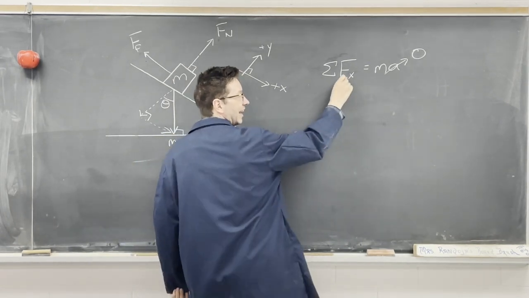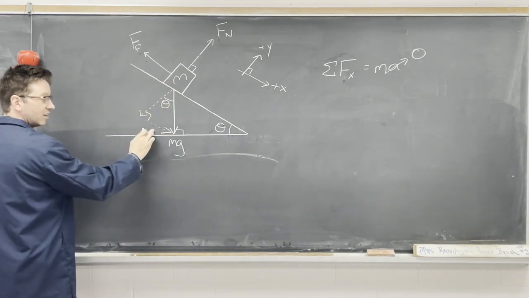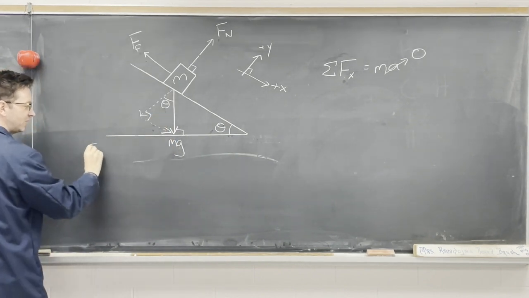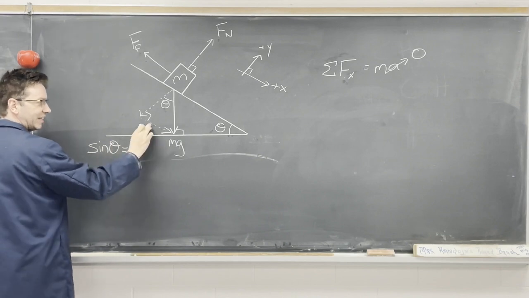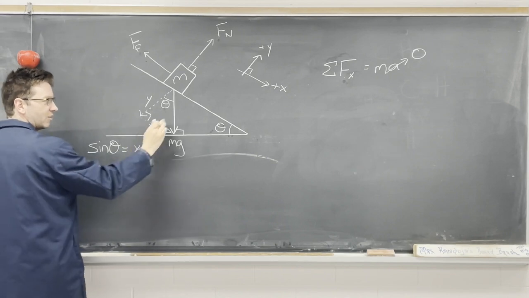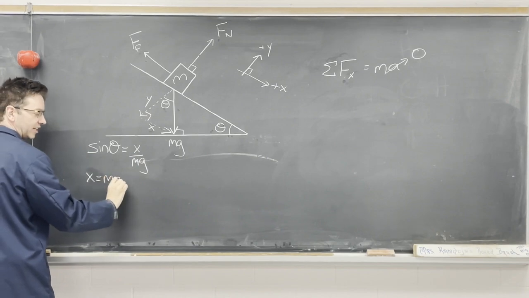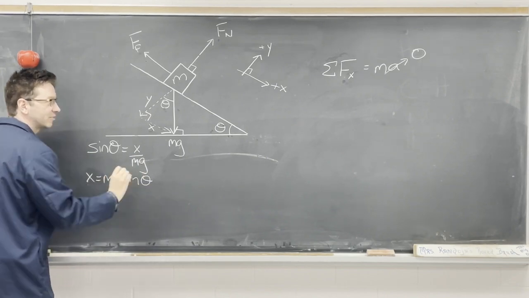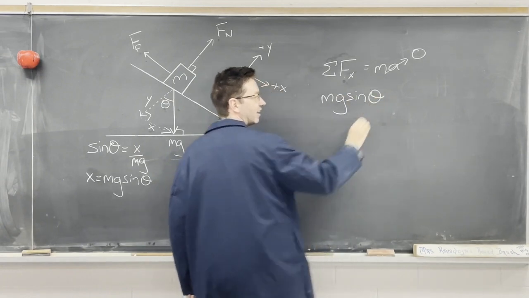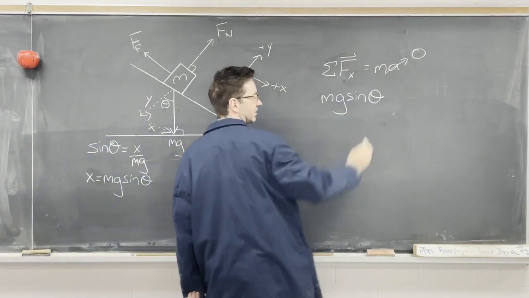So in x, we have this component of gravity. To figure that out, we're going to use some trig ratios for a right angle triangle. If I do the sine of theta, that equals, let's call this x and y, x over, so opposite over hypotenuse, which is mg. So the x component is mg times the sine of theta. Let's write that in: mg sine theta. And it has a positive value since it's in our positive direction. These are vectors.